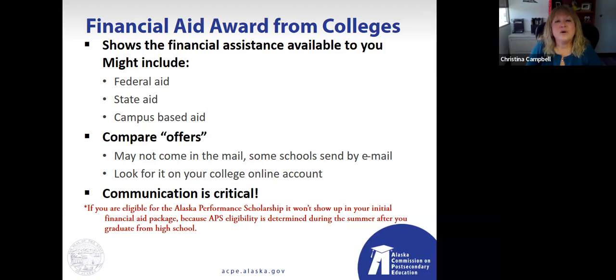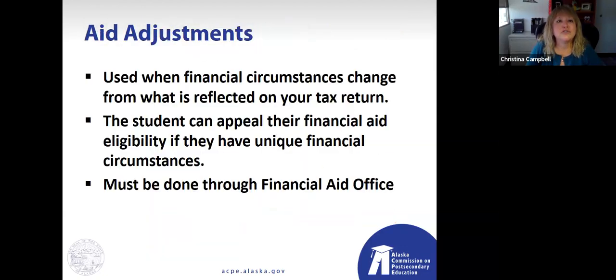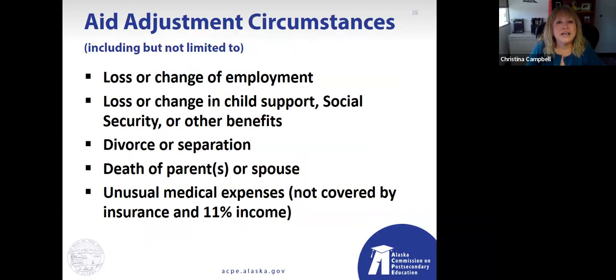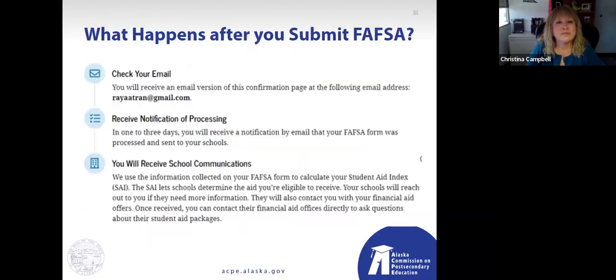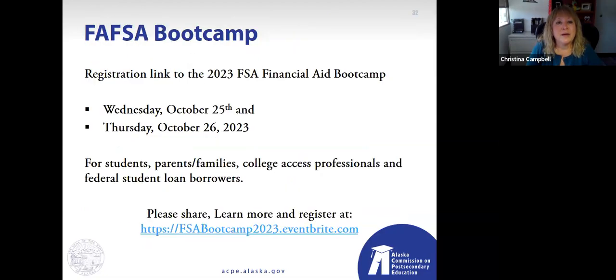So financial aid awards will be coming from colleges. Students should look at them. If they need an aid adjustment, they go directly to the financial aid office to get that. We went over the circumstances. I'm just going to give you this if you want to take a photocopy on your phone.